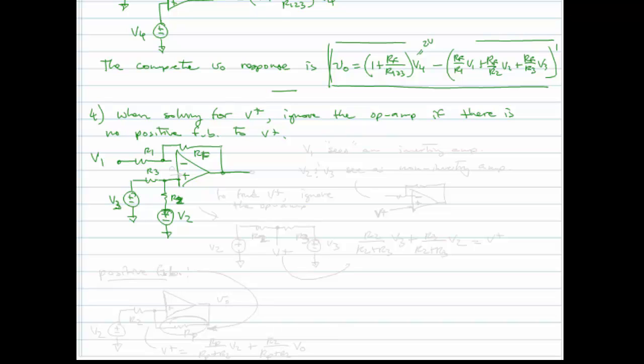How I would solve this is I look at this and I say, all right, this is a non-inverting, well, no. Depends on the vantage point. I was going to say non-inverting amplifier. From the vantage point of V1, V1 sees an inverting amp topology, right? V2 and V3 see a non-inverting amp.